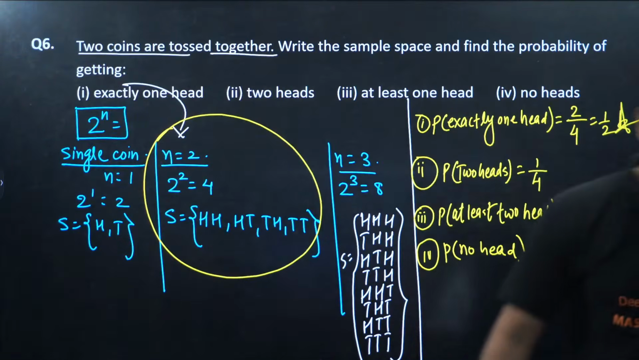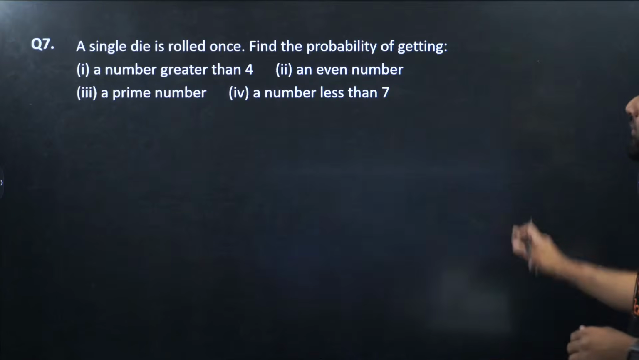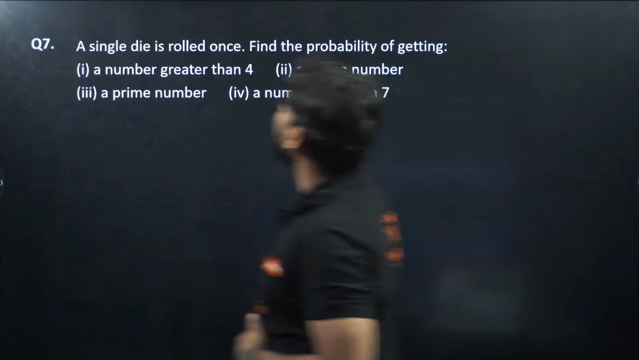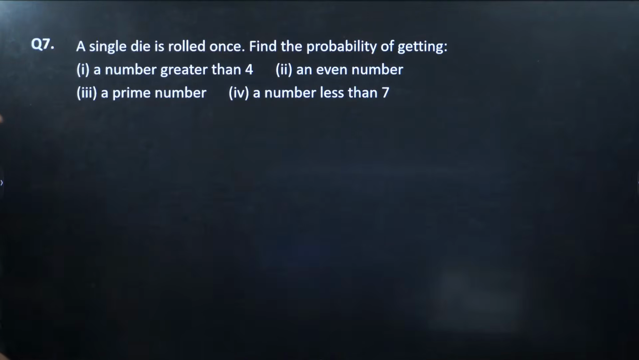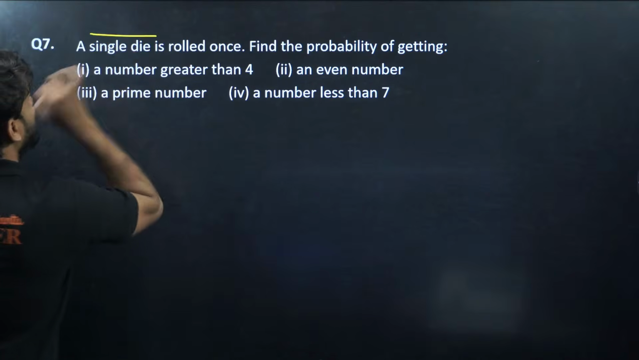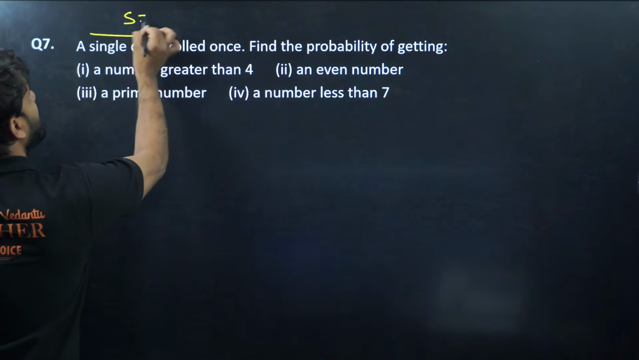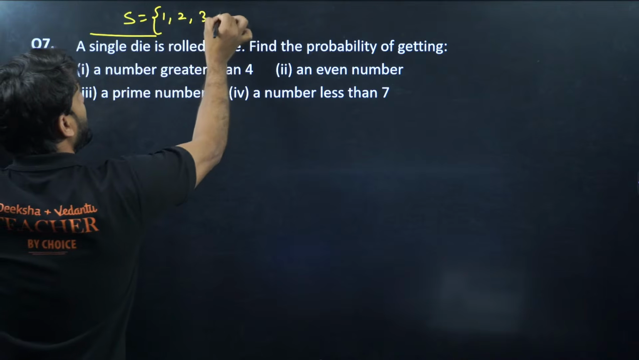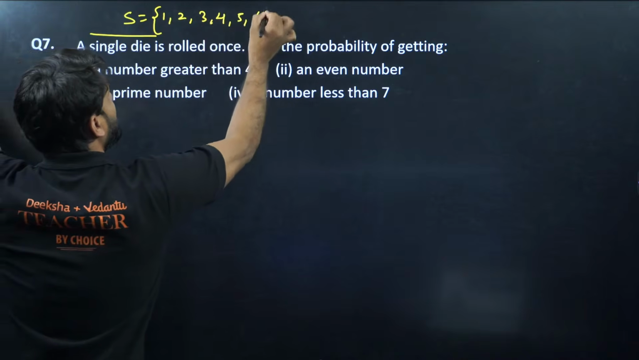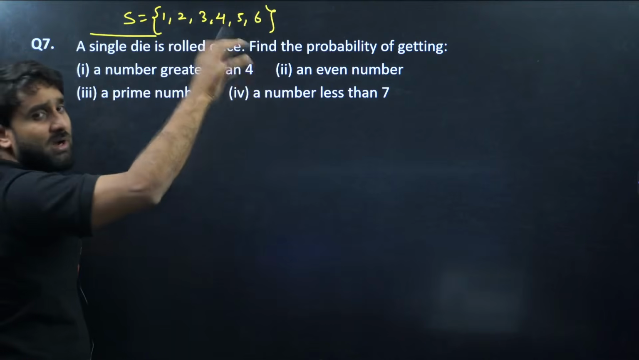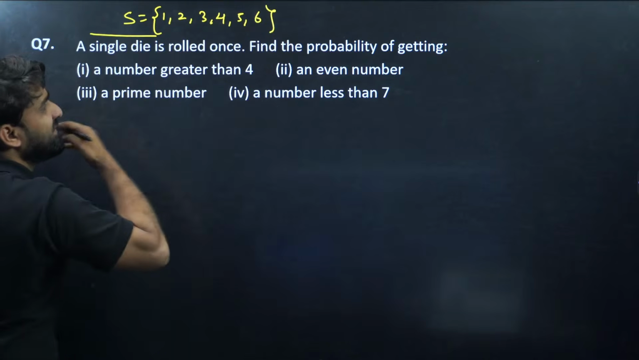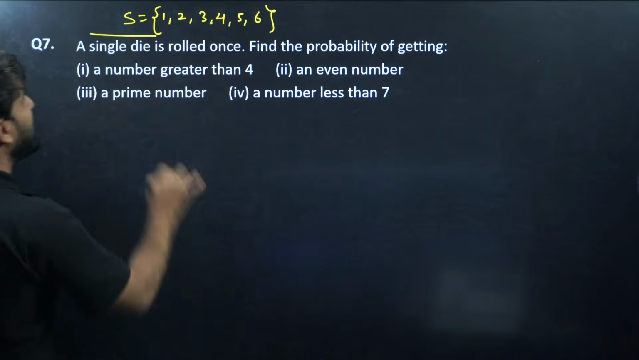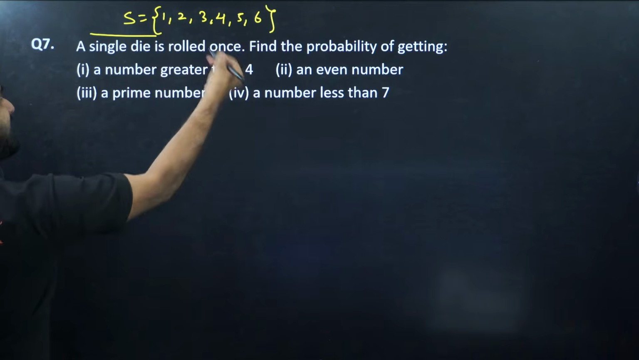Clear, everyone? Moving ahead, question number 7. A single die is rolled once. First of all, when we roll a die, the total number of possible outcomes, this is the sample space: 1, 2, 3, 4, 5, 6. These numbers are generally marked on a die, so 6 possibilities are there. Find the probability of getting a number greater than 4.